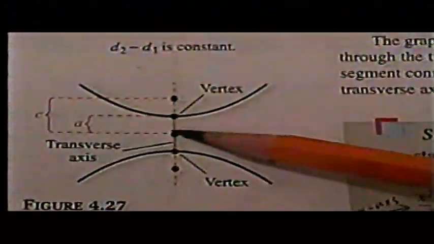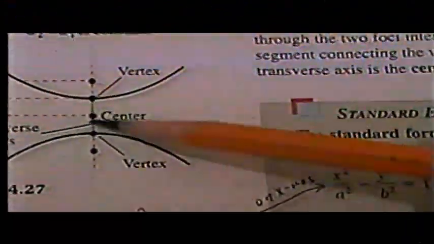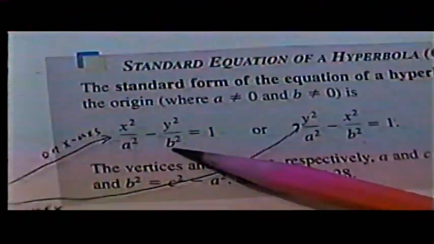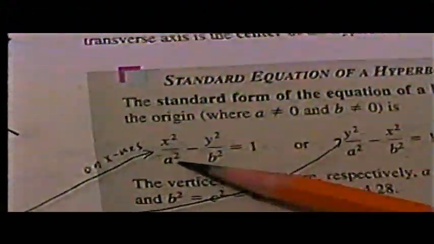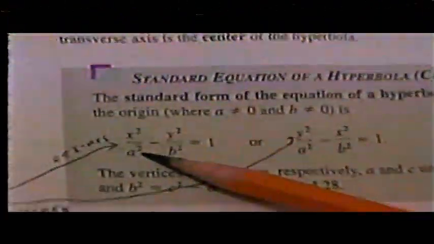So that means that a, the distance from the center to the vertex, will be under x in this case because it has the positive. Whereas in this case, the distance from the center to the vertex would be under y because it has the positive. So we know that the vertices, the foci, and the center all have to be on the transverse axis. Now, the relationship between a, b, and c. As you can see here, a, which is the radius of the transverse axis, is under the one that's positive.